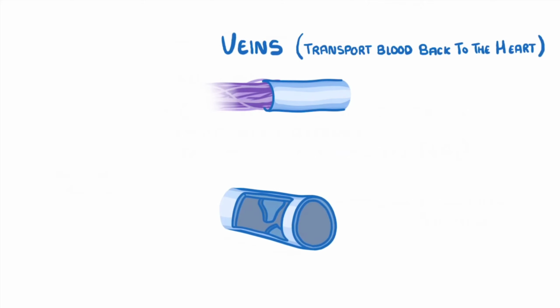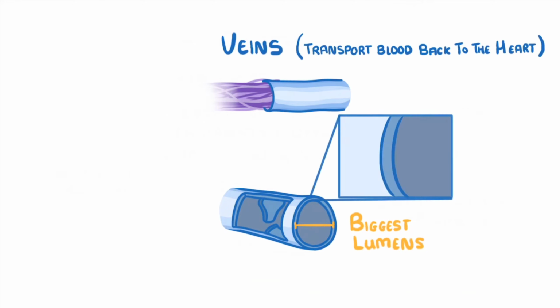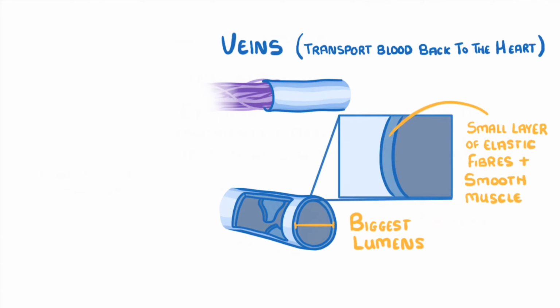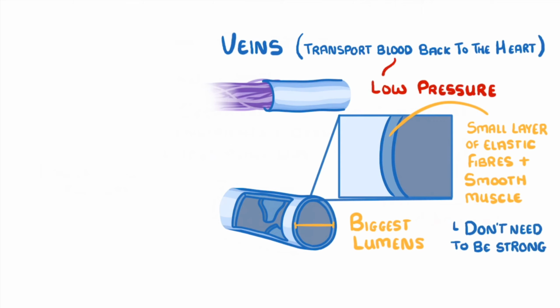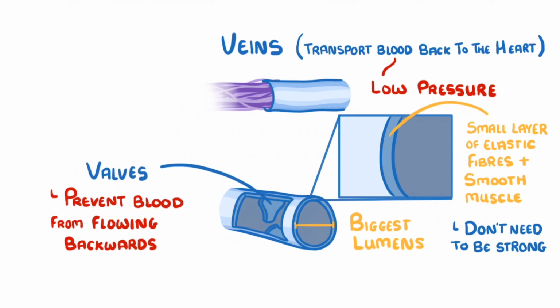Veins are relatively large, with by far the biggest lumens of any blood vessels. They also have relatively thin walls, with only small layers of elastic fibers and smooth muscle. This works fine though, because the blood that they carry is at very low pressures, so the walls don't need to be very strong. The important thing to remember about veins, though, is that they have valves, which prevent blood from flowing backwards, ensuring that it always flows towards the heart.